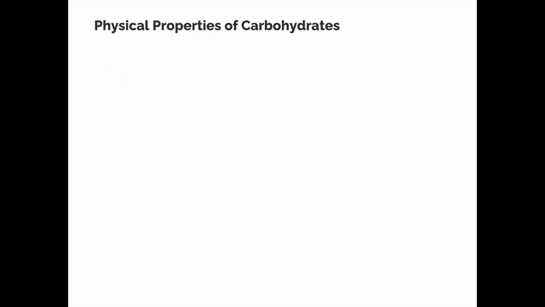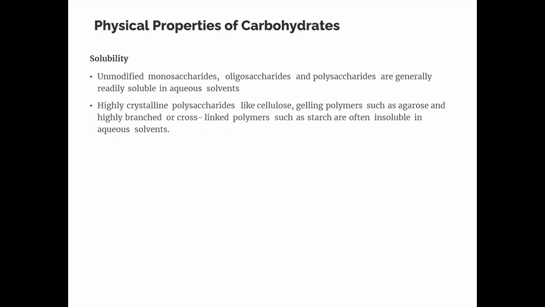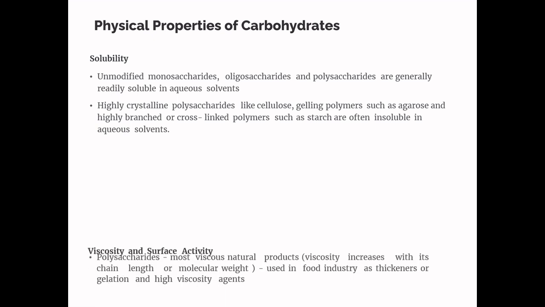After knowing the basic terms about carbohydrates, now let us see about the physical properties of carbohydrates. The first property is solubility. Unmodified monosaccharides, oligosaccharides, and polysaccharides are generally readily soluble in aqueous solvents, while highly crystalline polysaccharides like cellulose, gelling polymers such as agarose, and highly branched or cross-linked polymers such as starch are often insoluble in aqueous solvents.